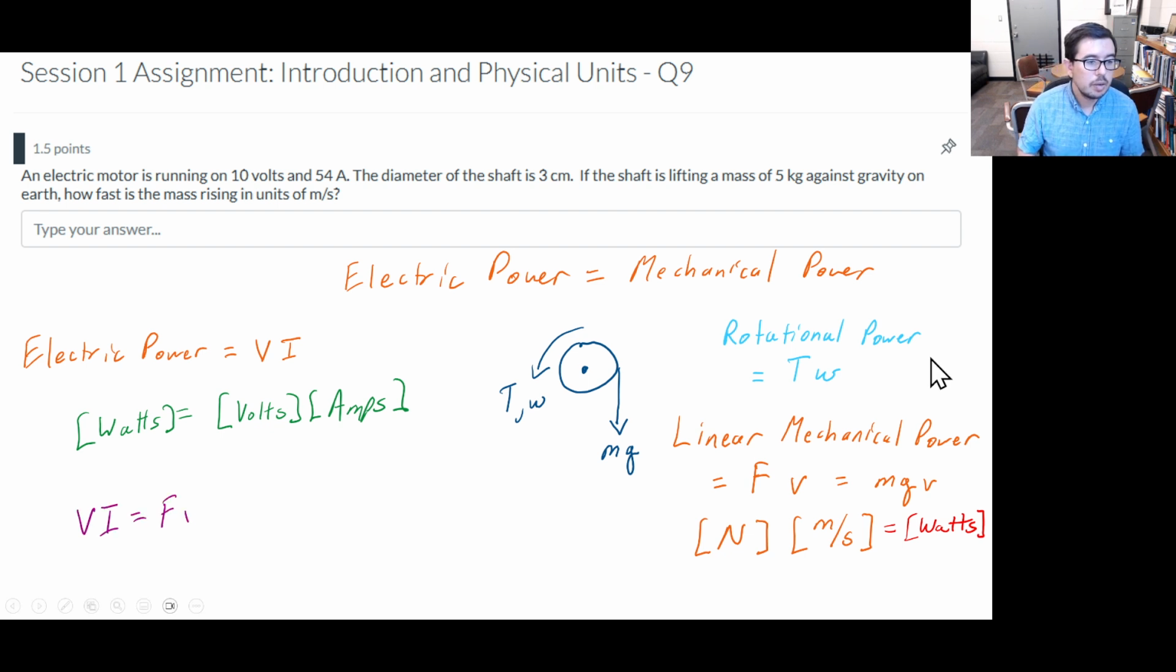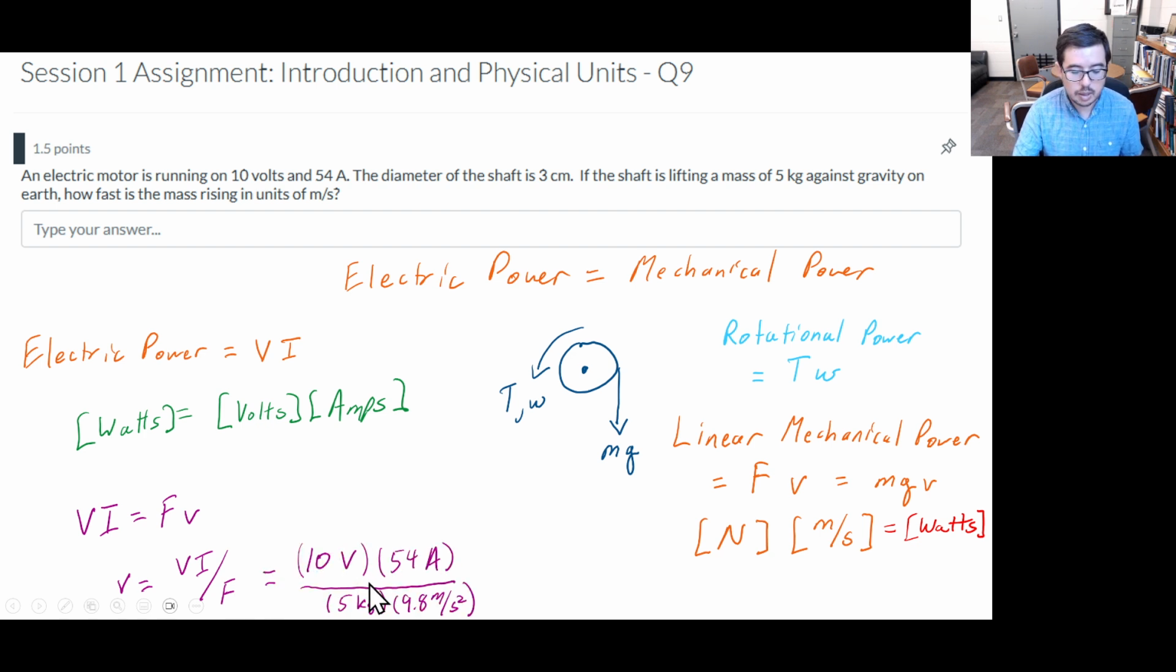Now, if we balance the electrical power with the mechanical power, we can write it out as such. And we're solving for velocity. So the little v is equal to the big V times I, so voltage times current divided by the force. And we can do the appropriate substitution of parameters and write out this numerical expression, which ends up equaling 11 meters per second.